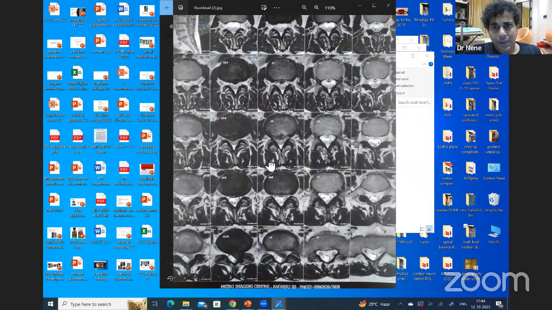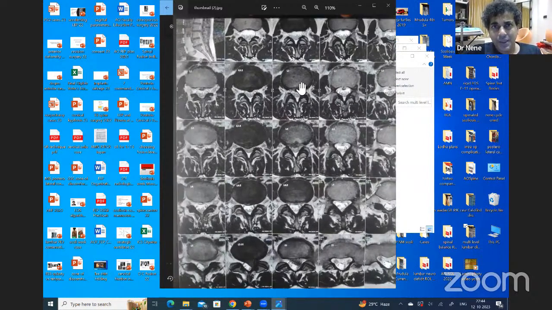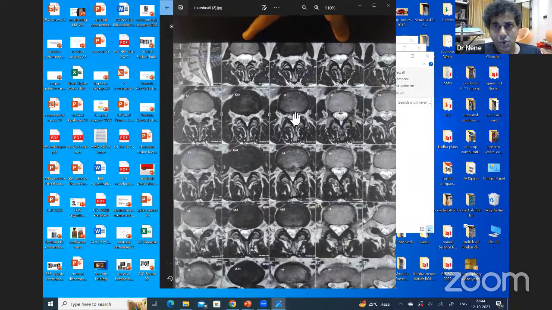There's an extrusion up here. Some of the cuts have been missed, but this also is an extruded fragment. I don't know if you can see it. This is an extruded fragment.